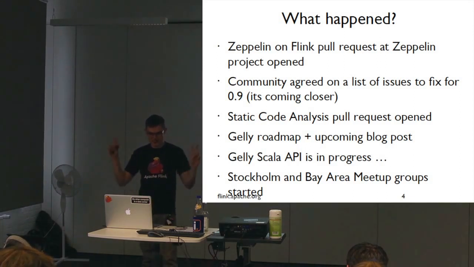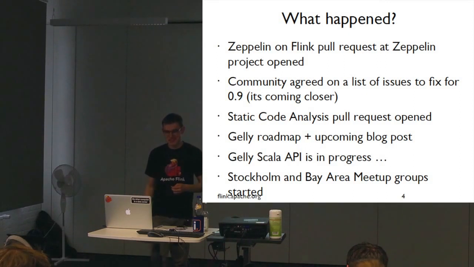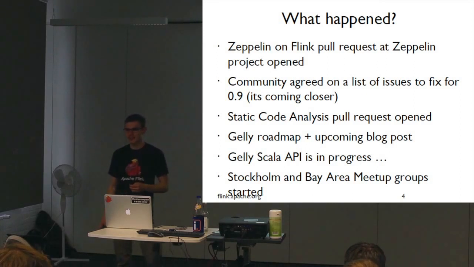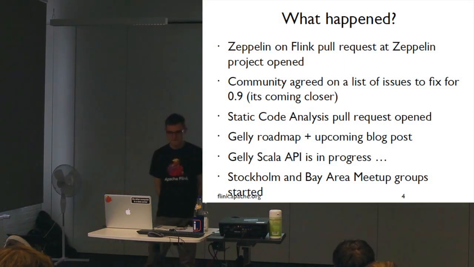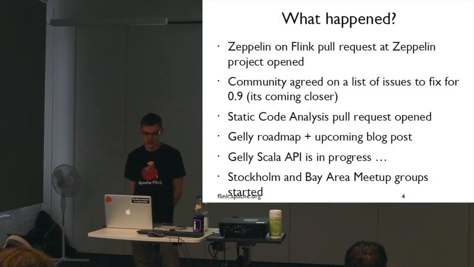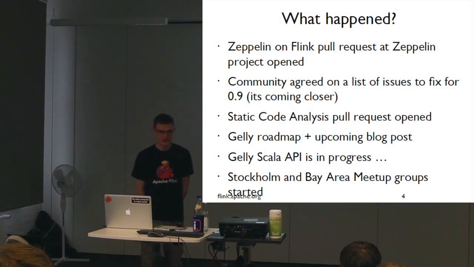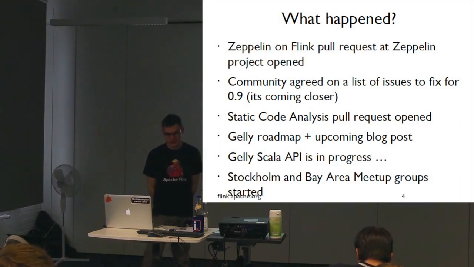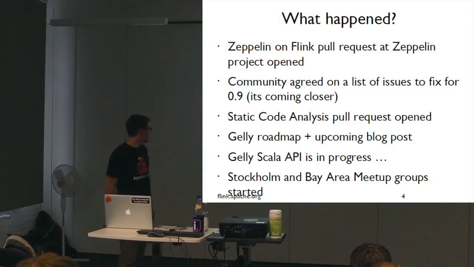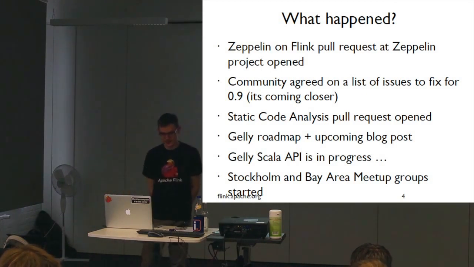The Gelly sub-project of Flink, the Gelly API guys, created a roadmap for the project and a very good blog post about it. So we'll communicate more about what's happening there, and you can, as always, join and contribute. A new contributor in the community started to work on a Scala API for Gelly. So if you prefer functional programming, you can hopefully use that soon as well. And we started a meetup in Stockholm and in the Bay Area, so more people can join these great meetups.